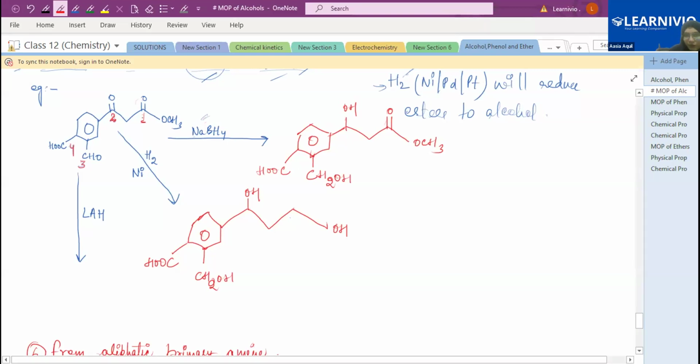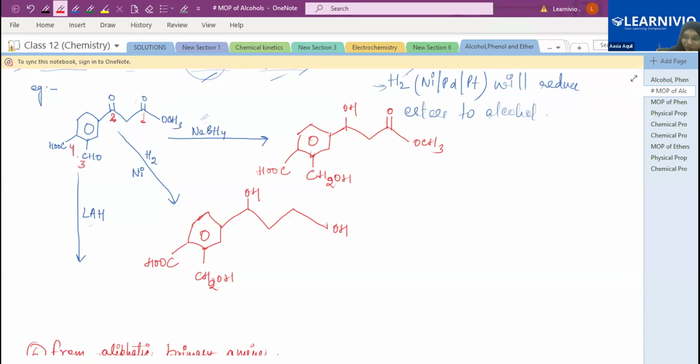First is your ester group, second is your ketone group, third is your aldehyde, and the fourth is your carboxylic acid. This lithium aluminum hydride is a strong reducing agent, right? So which groups will it reduce? Ma'am, only first, second, and third. And what about the fourth one?